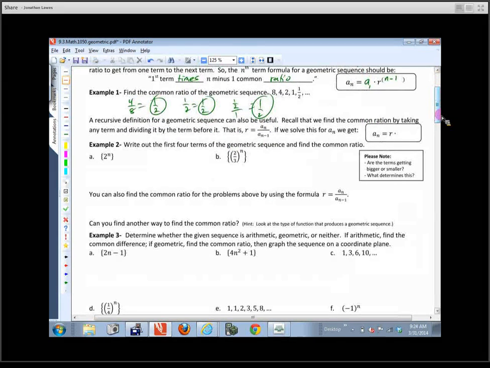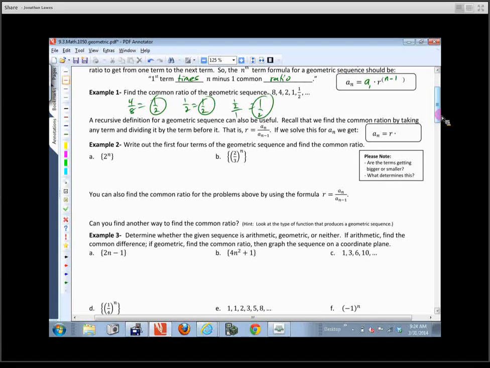So the recursive definition for an arithmetic or a geometric sequence or series can be very useful. Remember, we're going to find the common ratio by taking any term and dividing it by the term before it. So this is what I was talking about. This is the term we're on, and this is the one before it. So we can actually write this down as a recursive definition. If I just solve this for a sub n, the way I solve for a sub n is I multiply both sides by a sub n minus 1. So this is going to be a sub n minus 1.